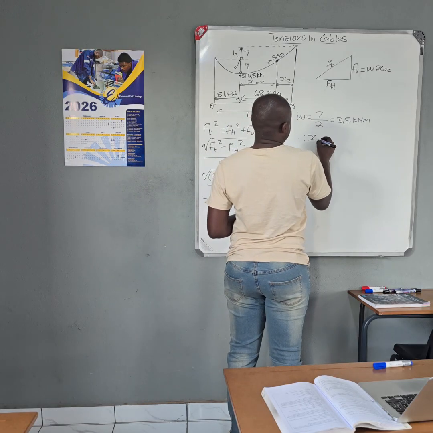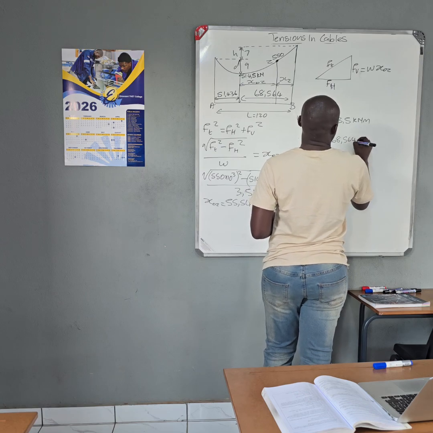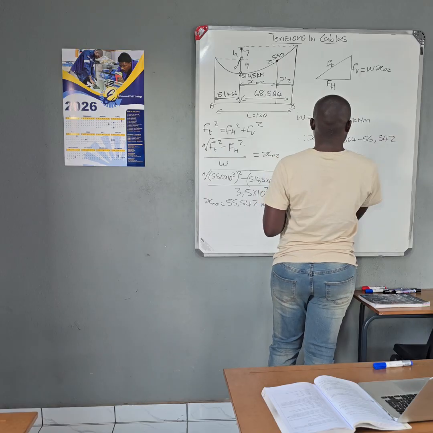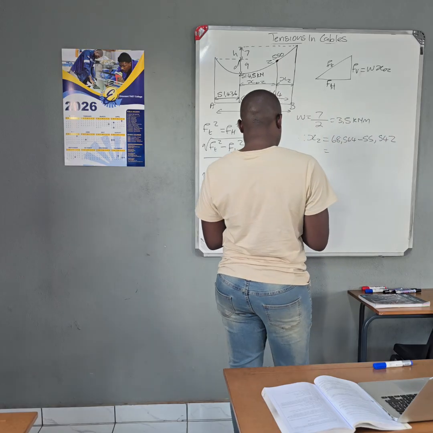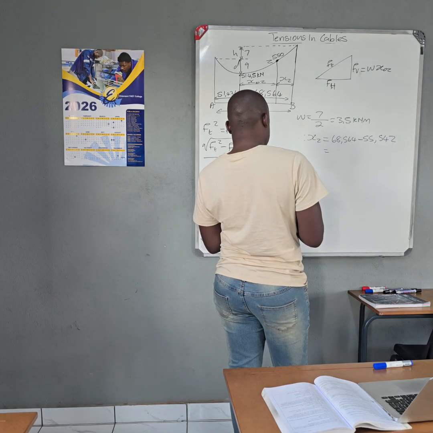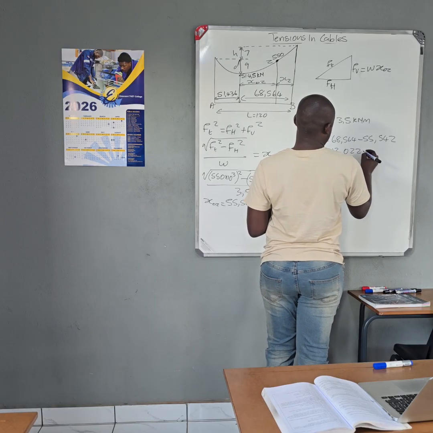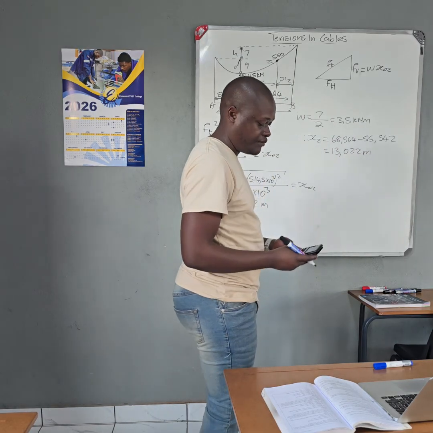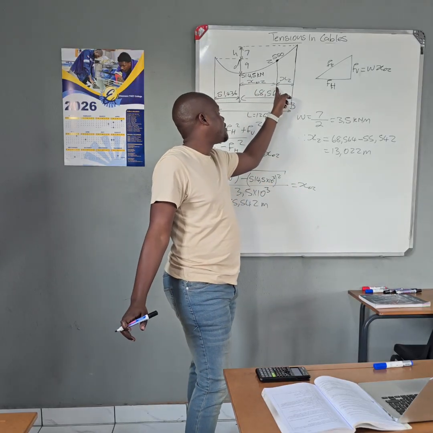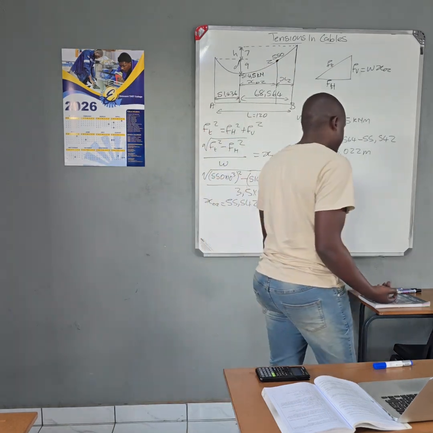Now we can solve for this one. Therefore, XZ is going to be equal to 68,564 minus 55,542. Then here you are going to get 13,022 meters. Right. This is the distance from the lower support to where the tension is equal to 550. Now let's look at 2.3.